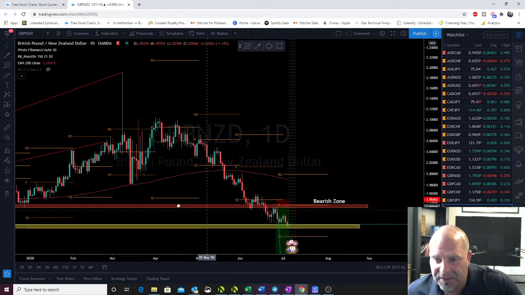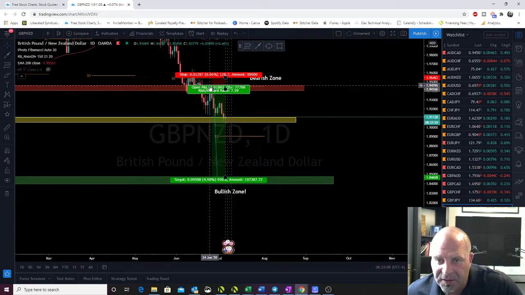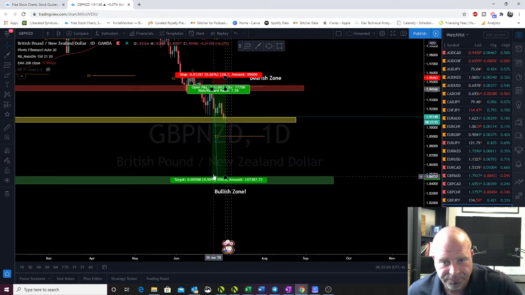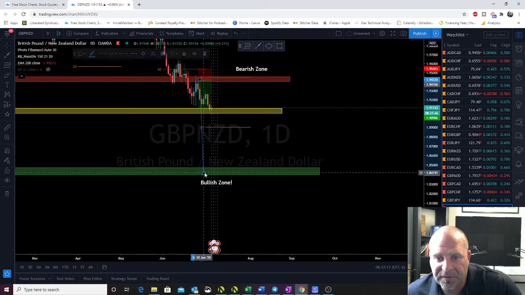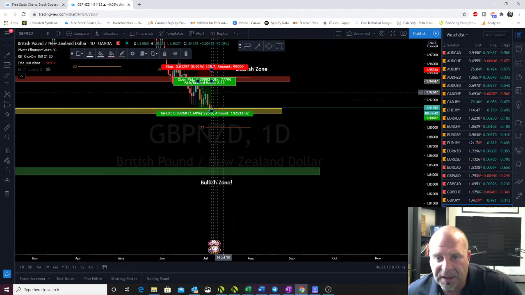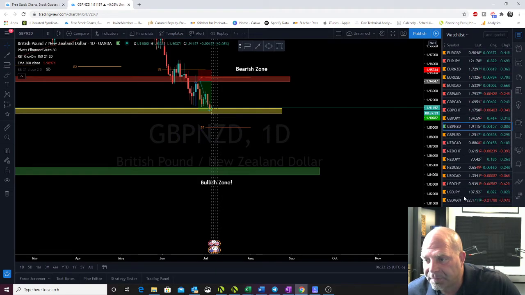Pound NZD. You can see we have a trade on from this retest last week. And now we're in the make or break zone. So what we could do is take our profit if we start to bounce here, and then maybe look for a blow through their green.